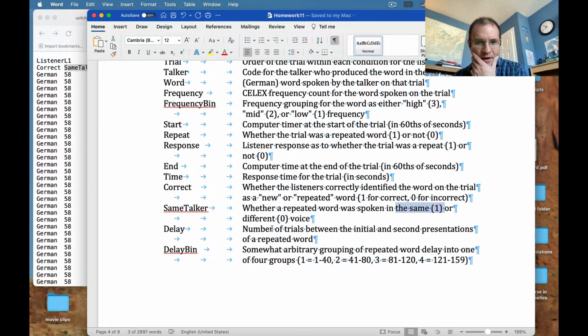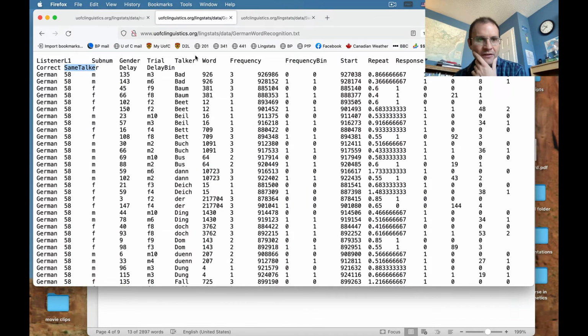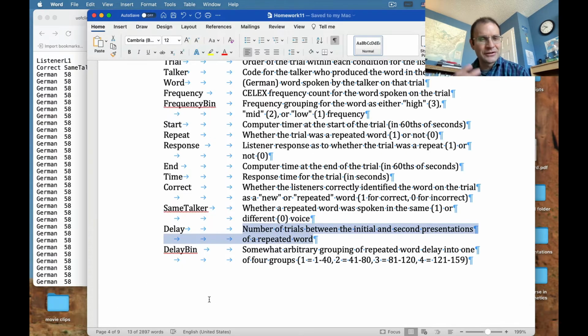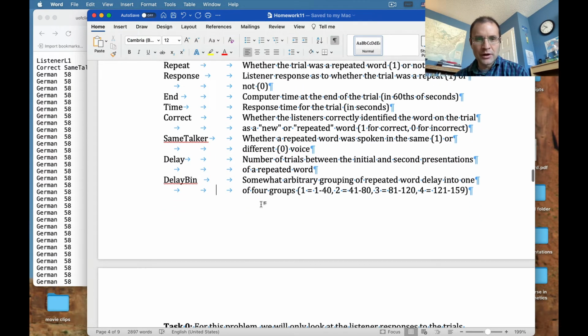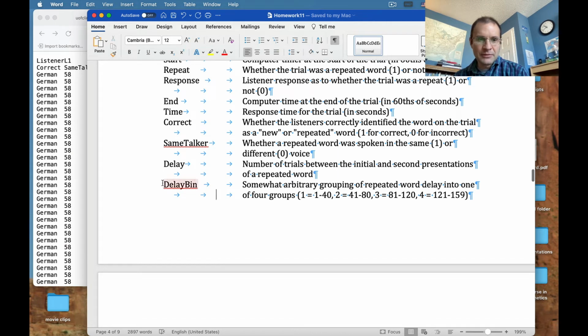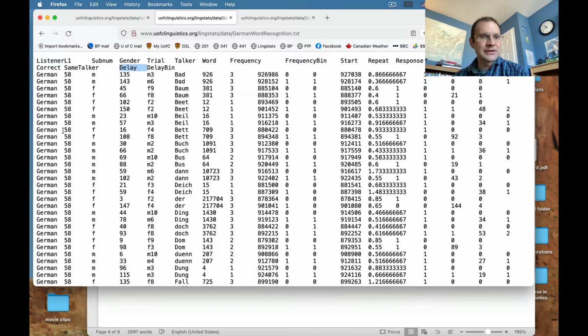And then there's also the number of trials between the initial and second presentations of a repeated word. That's kind of interesting. The idea is that if you haven't heard the word for a while in the experiment, then you might have forgotten it to some extent. And like I said, there are 320 trials in this experiment, 160 in each block, so you can go for quite a long time between hearing these words. Then there are also bins for delays, just taking this gradient measure, delay, and chopping it up into something more categorical.